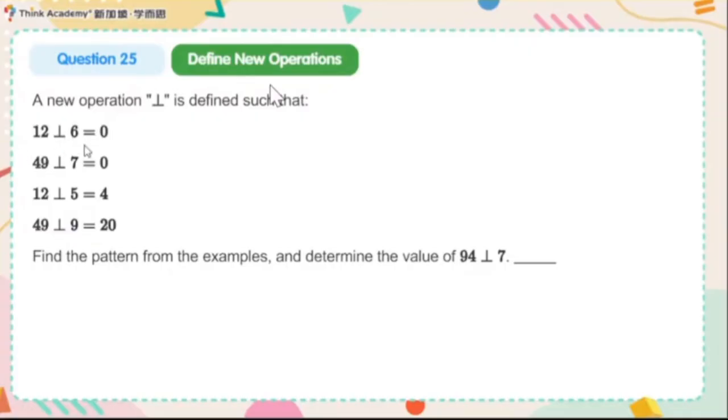12 perp 6 is 0. 49 perp 7 is equal to 0. 12 perp 5 is equal to 4. 49 perp 9 is equal to 20. Now we want to find the pattern and find out what's the value of 94 perp 7. Okay, so how do we do that?